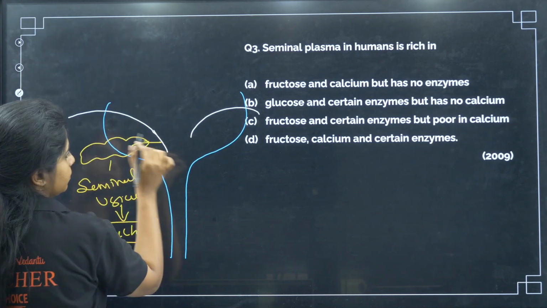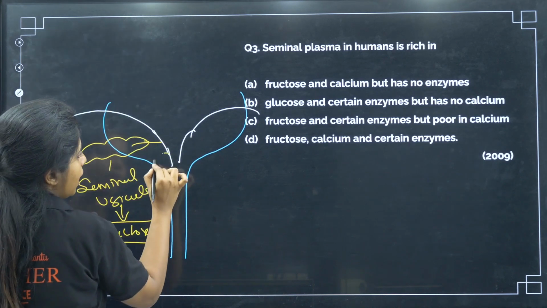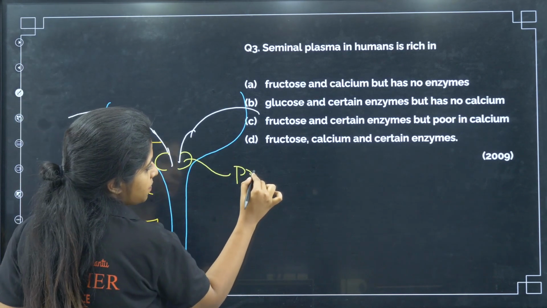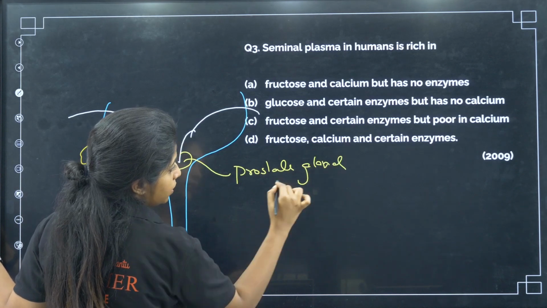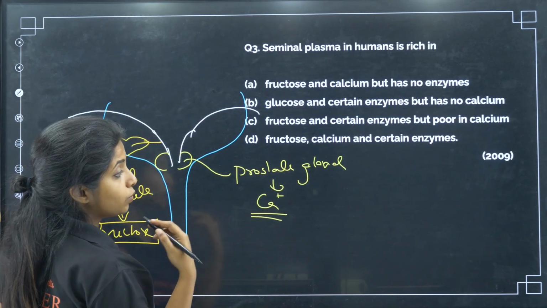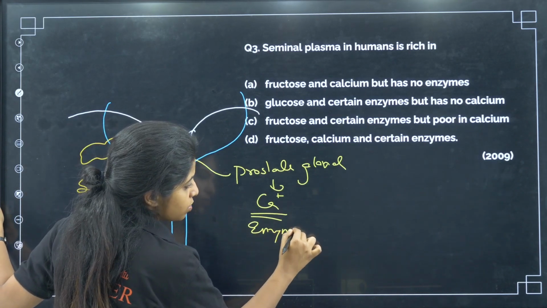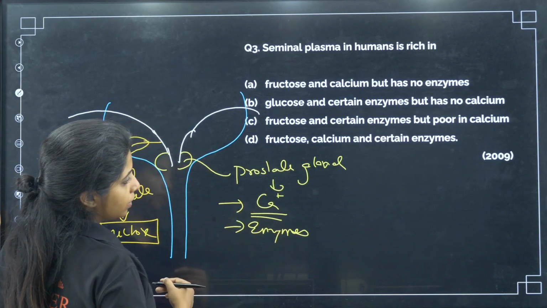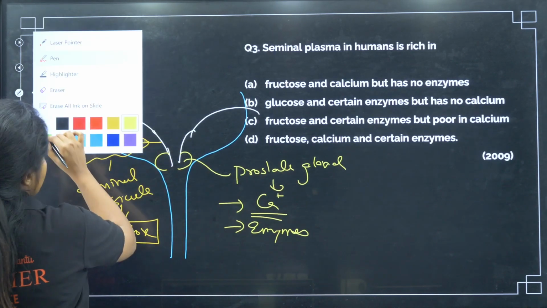Now going ahead, both of them are coming, okay? Now they are surrounded by another gland. This is known as the prostate gland. Very important. It provides calcium. Calcium is very important for fertilization to happen. And apart from that, they also give certain enzymes. These enzymes are also very much important. These two things come from the prostate gland. Now again it goes ahead.